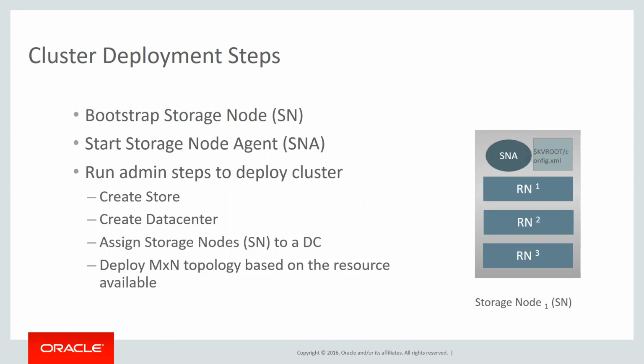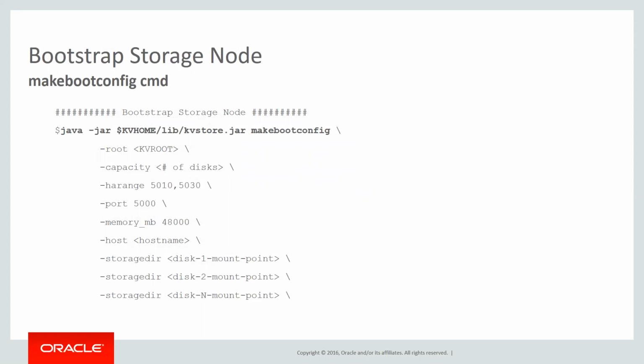Before we actually start doing a cluster deployment, let's look at a utility that we provide which can assist in the deployment. It's called the make boot config command. The make boot config command is a utility that we ship, and which can assist with the deployment. Let's look at some of the parameters. The root is where the KV root is pointing to. The capacity is the number of disks that you have for the storage node. The HA range port. Memory is the amount of memory that you want to allocate for the replication node. If you don't provide anything, the system automatically takes 80% of that. The host name and the storage node.